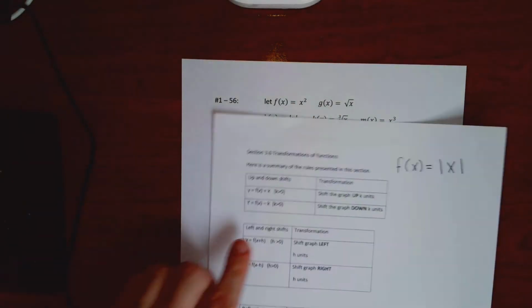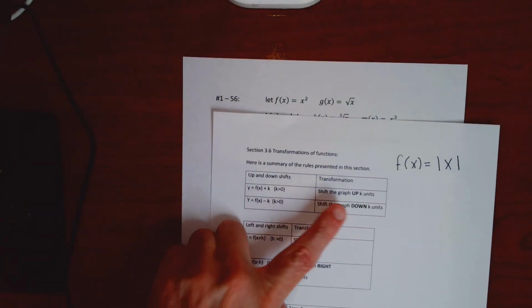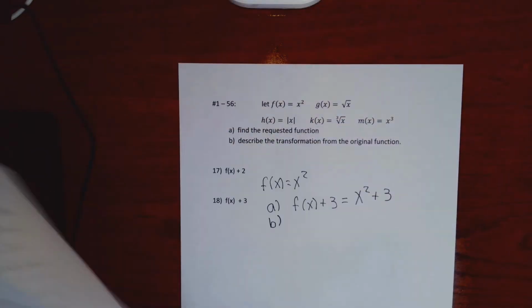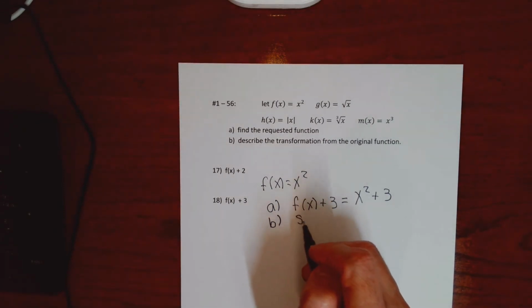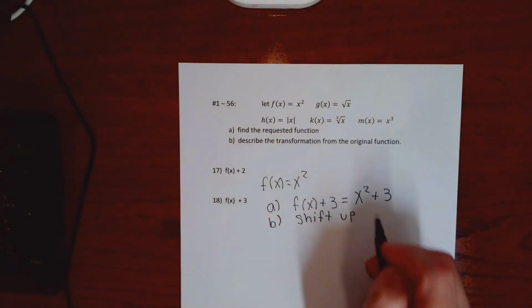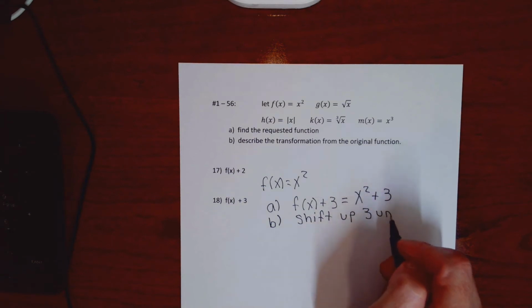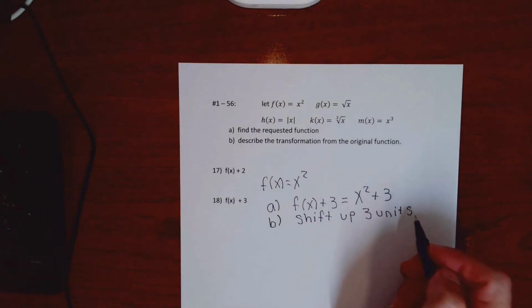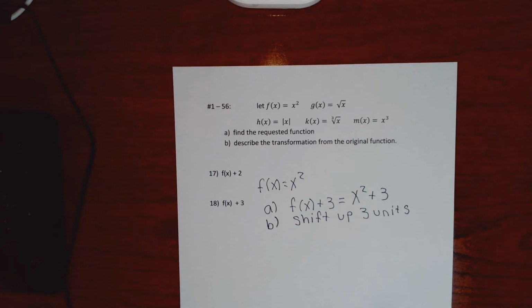when I have a plus after the function notation, it's going to shift the graph up. So if I wanted to say what this does, it's going to shift the graph up 3 units. Absolutely no need to graph. The graph would confirm what I'm writing, but there's no need to do the graphs.